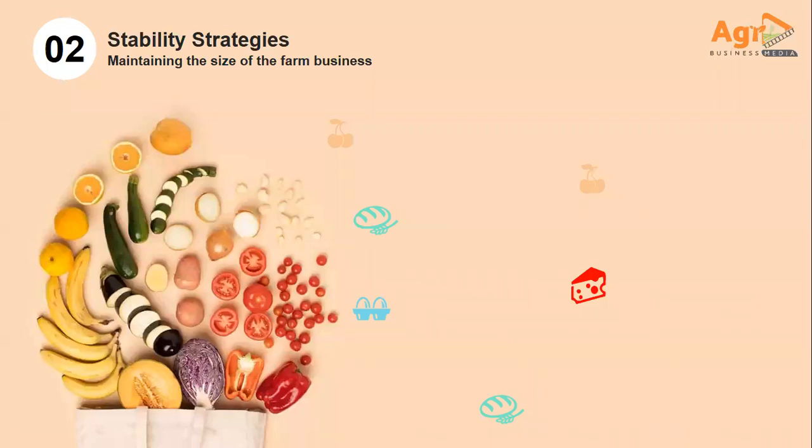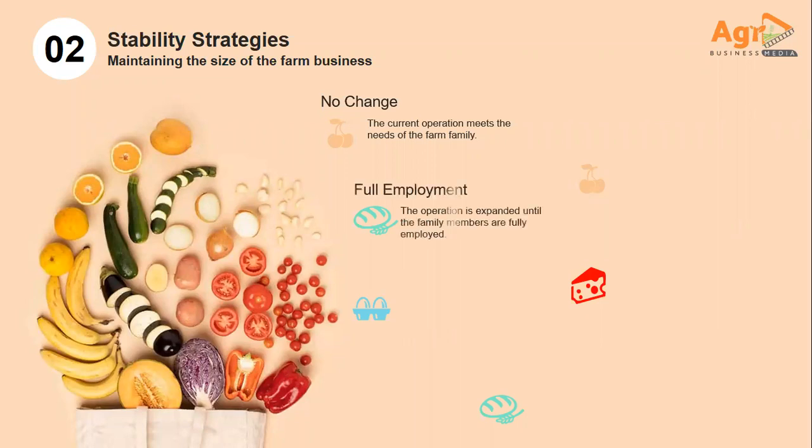The second strategy that we are talking about is how to ensure your business is stable, or maintaining the size of your farm business. So the first one is no change, where you decide to say your farm business operation meets the needs of your family. So you see no need to expand. The second one is full employment, where your farm operation is expanded until all your family members are fully employed. And at that point, expansion then stops, and you then maintain that level as long as everyone is fully employed.